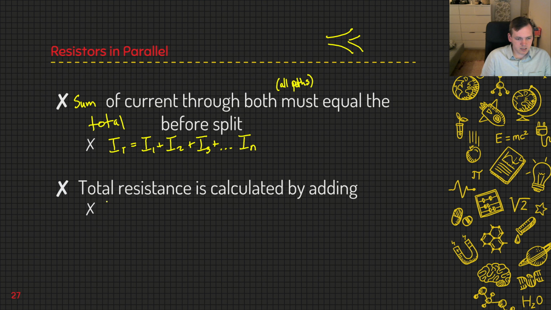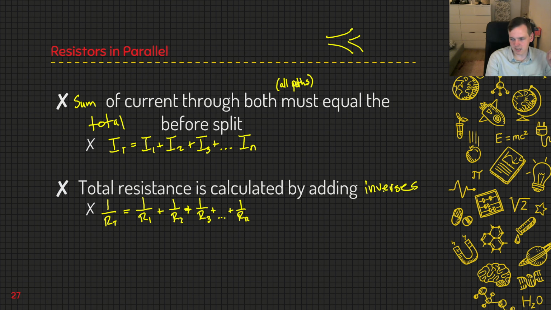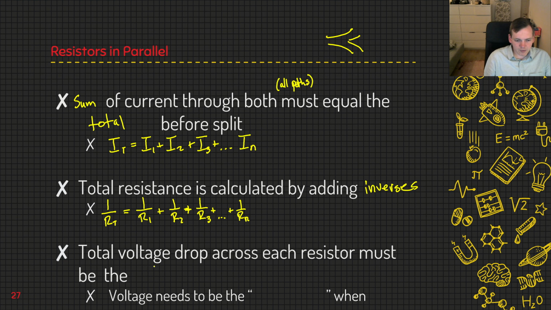The equivalent resistance in this case is a little bit messier than it was with series, but you add the inverses together, and that equals the inverse of the equivalent resistance. So the inverses add together, you add all that up, and then you invert it one last time at the end. And the voltage drop across each resistor or across each path must be the same.